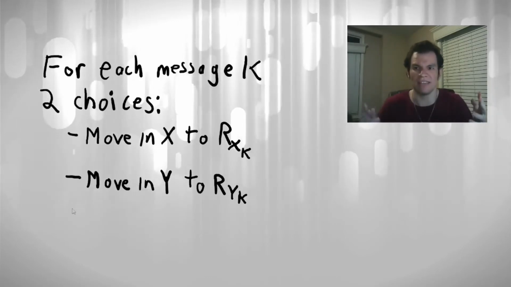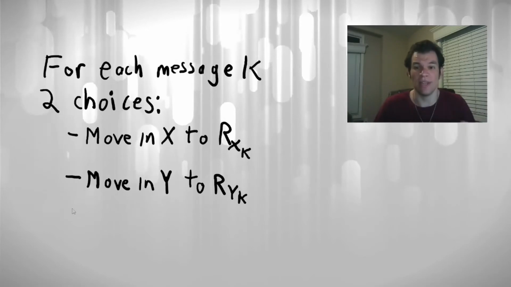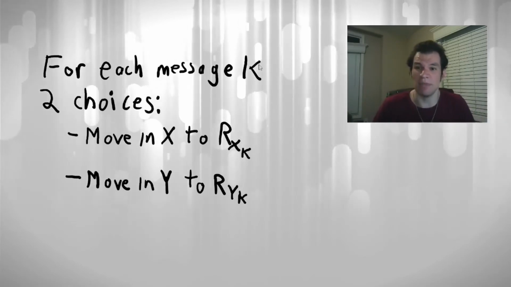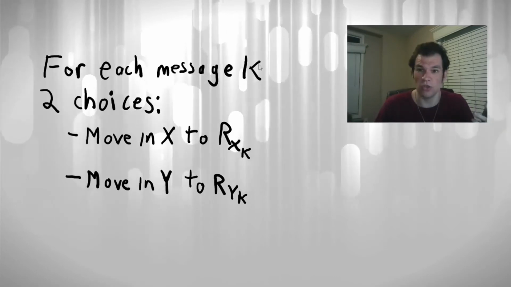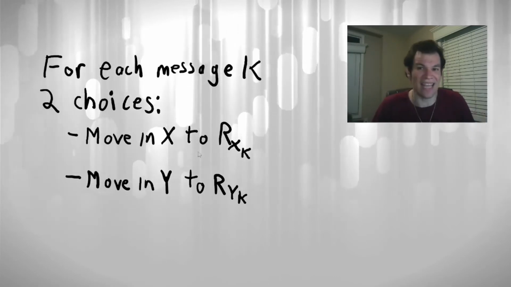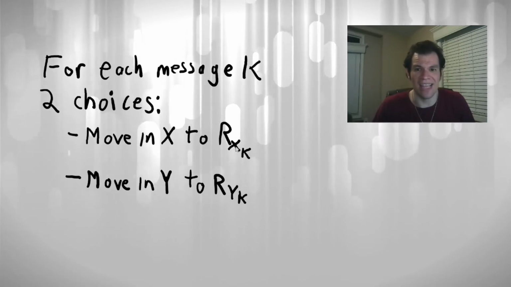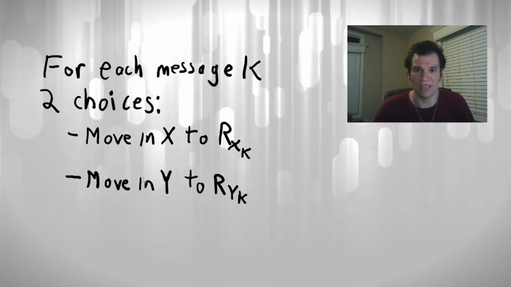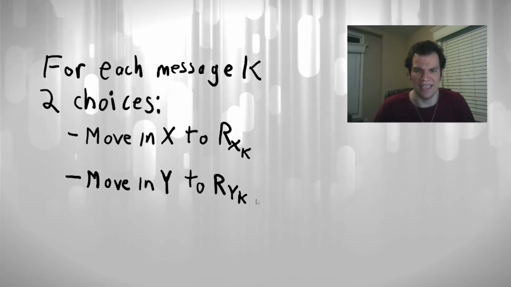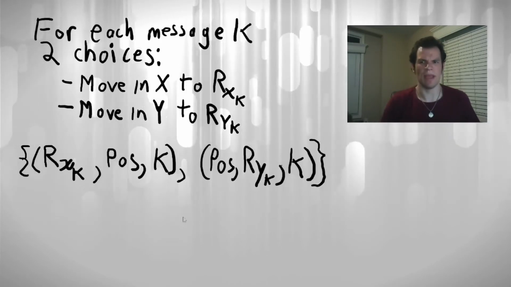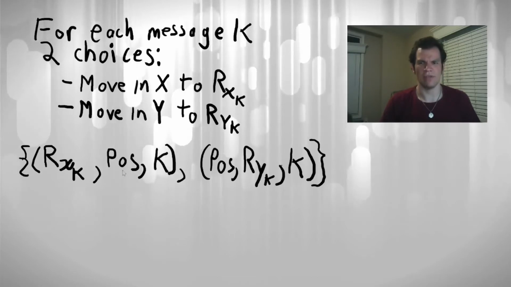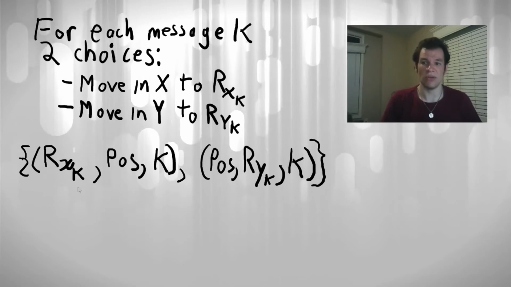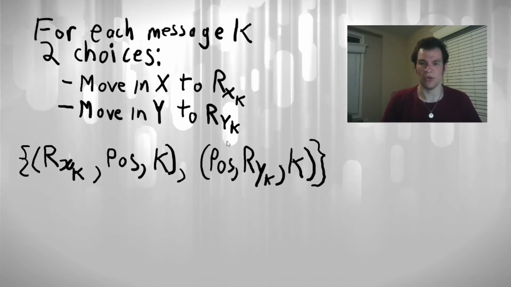Now, summarizing the choices that we reframed, then for each message K, Hermes has only these two choices: move in X towards RXK, or move in Y towards RYK. Now let's remember that the coordinates that we need to consider are only in one of these two ways.